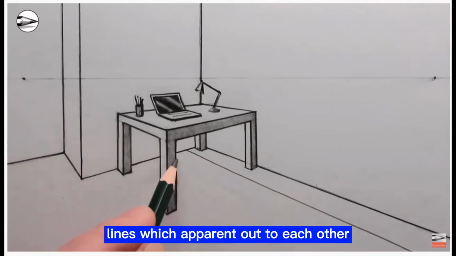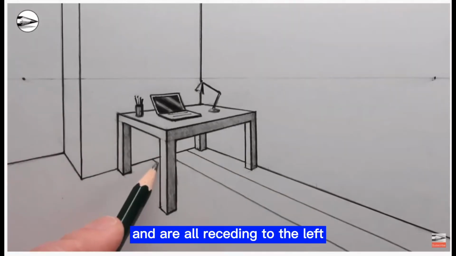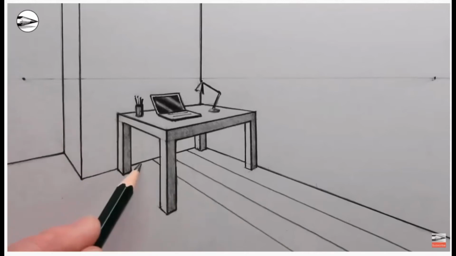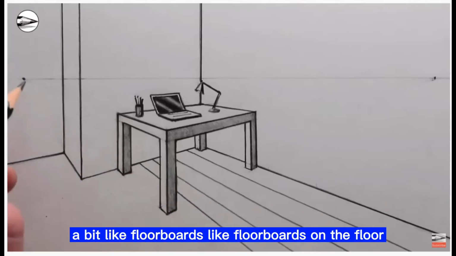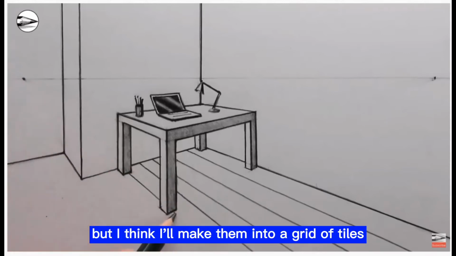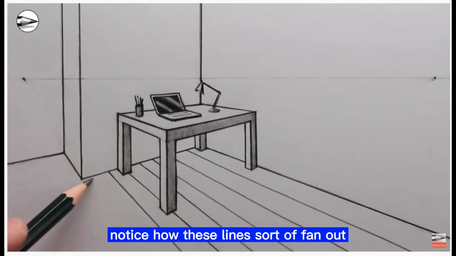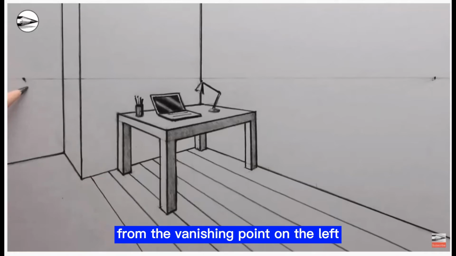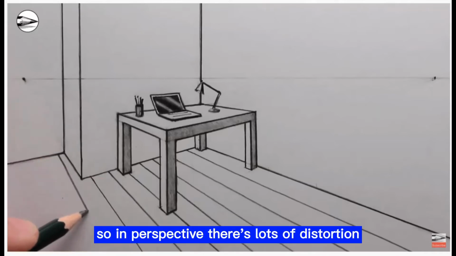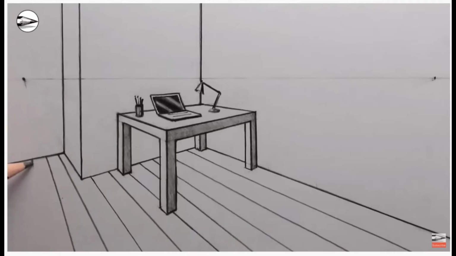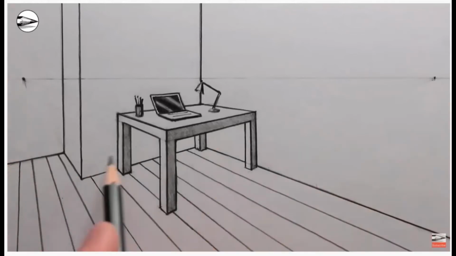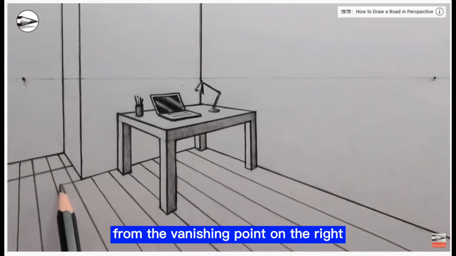of lines which are parallel to each other and are all receding to the left, a bit like floorboards on the floor. But I think I'll make them into a grid of tiles. Notice how these lines sort of fan out from the vanishing point on the left. So in perspective, there's lots of distortion. We can use the vanishing point on the right to draw another series of lines, which are fanning out from the vanishing point on the right.